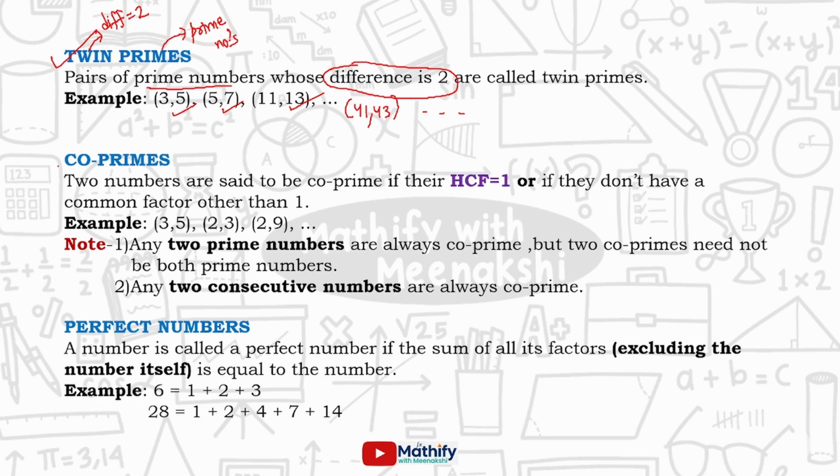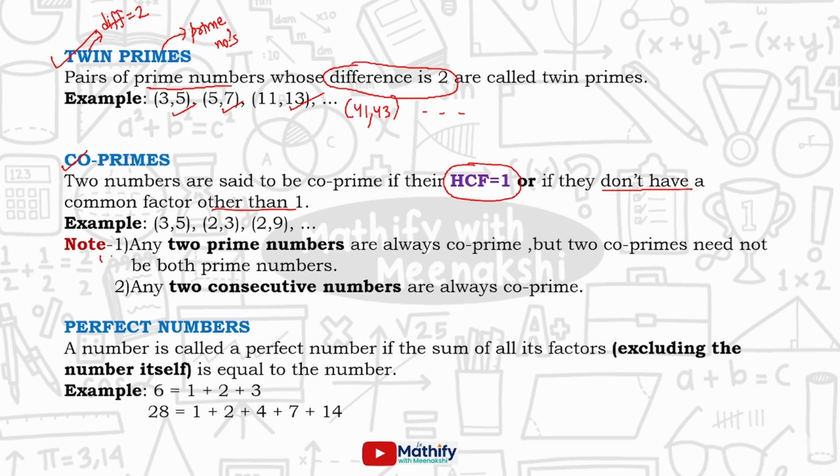Now co-primes. What are co-primes? Don't focus on the fact that we have primes here, that does not mean the number should be prime. In this case, even if both the numbers are not prime, they can still be co-prime. So you should know the definition of co-prime: if the numbers' HCF is 1, that means they have only one common factor, 1. They don't have any other common factor. That's the definition of co-prime numbers. So if you take two numbers and they have only one common factor, and that is 1, then you can say that those two numbers are co-prime.